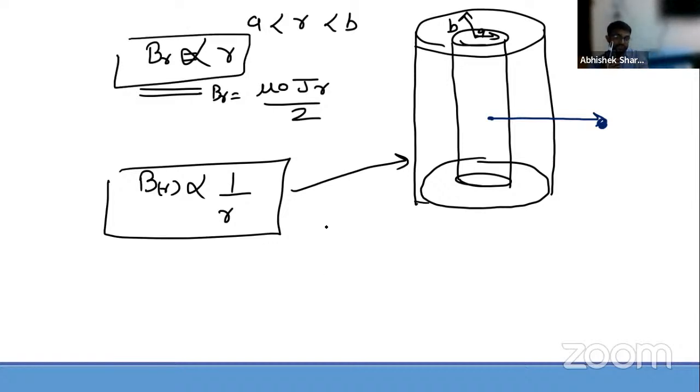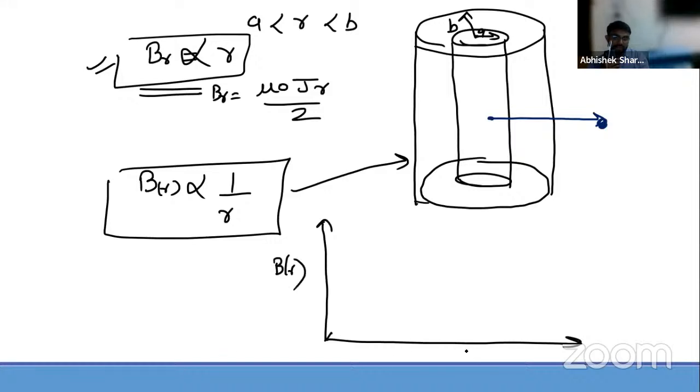From this, we can make a graph. Up to the periphery, the touching point of the external radius, the magnetic field varies directly proportional to r. It is like y equals mx, with intercept 0. So the graph of magnetic field intensity with r will be like this up to the point where it touches the external radius periphery, where r becomes capital R, the maximum r.